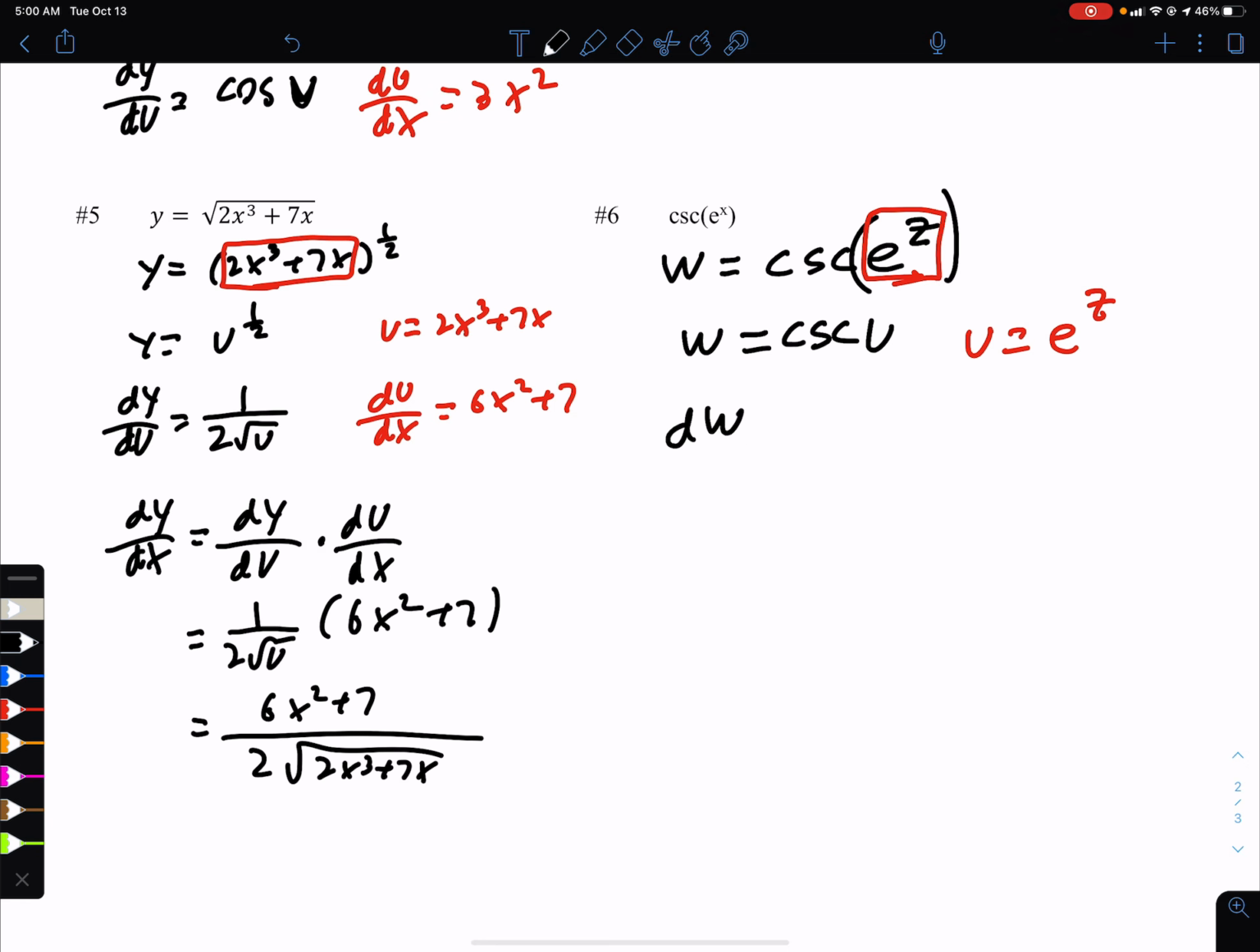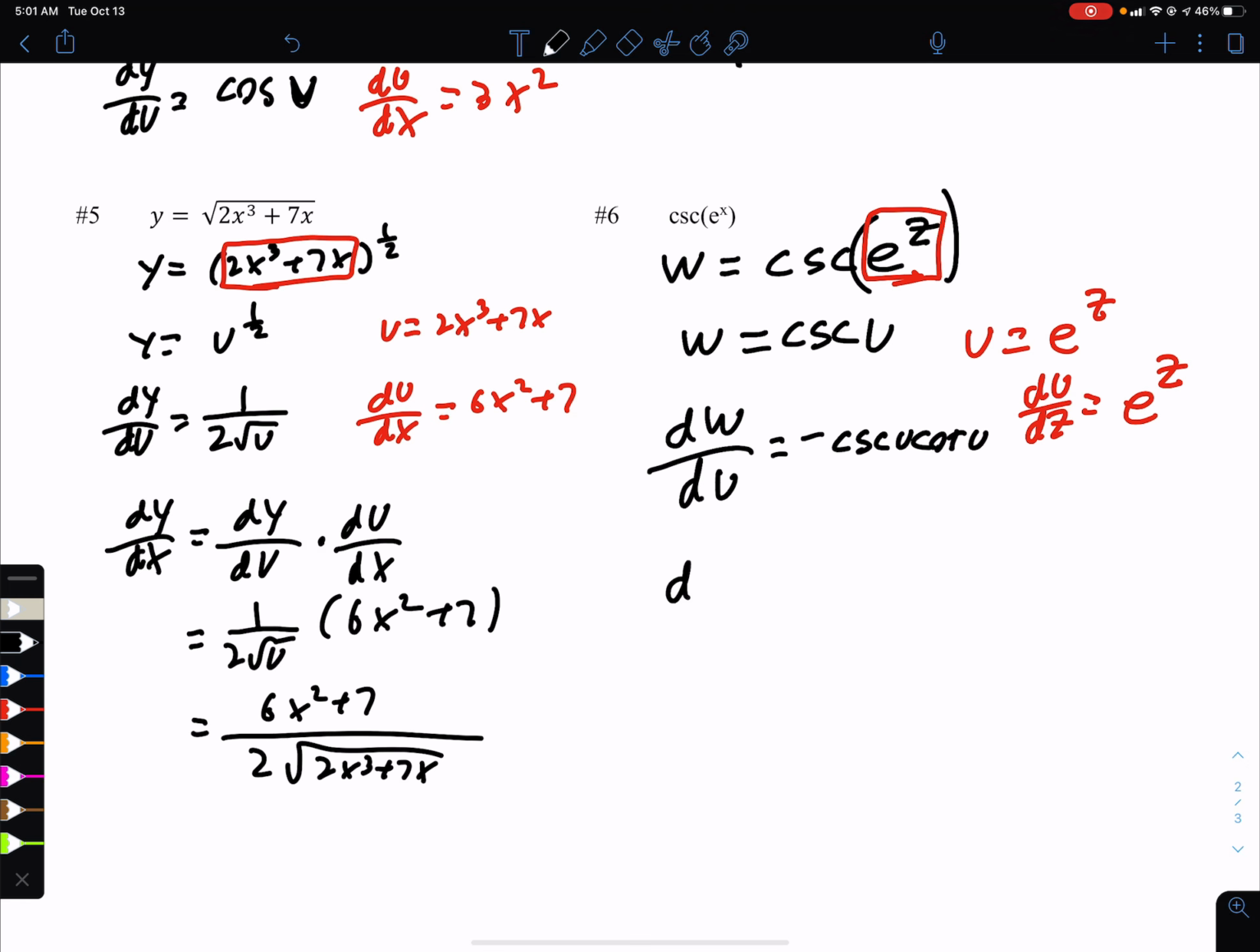Now, I can find dw/du because our function's w, our variable's u. I can find how fast w changes as u changes. And you should know this is minus cosecant u cotangent u. That you just have to have memorized. And I can find du/dz here. That's easy. Easy, because I am my own grandpa. Easy. That's pretty funny, right? Because I planned that. I actually didn't. All right, let's keep going.